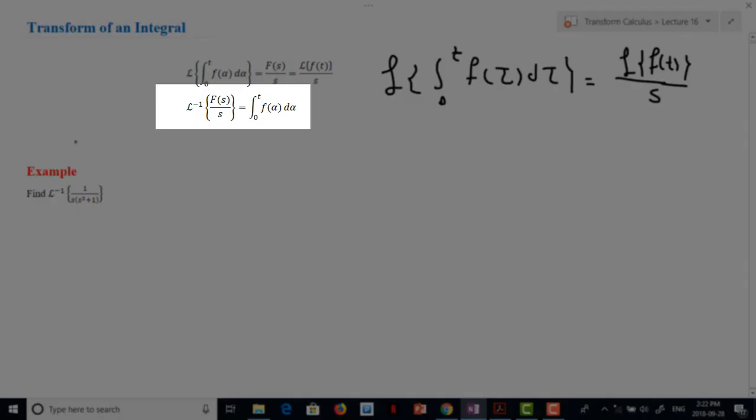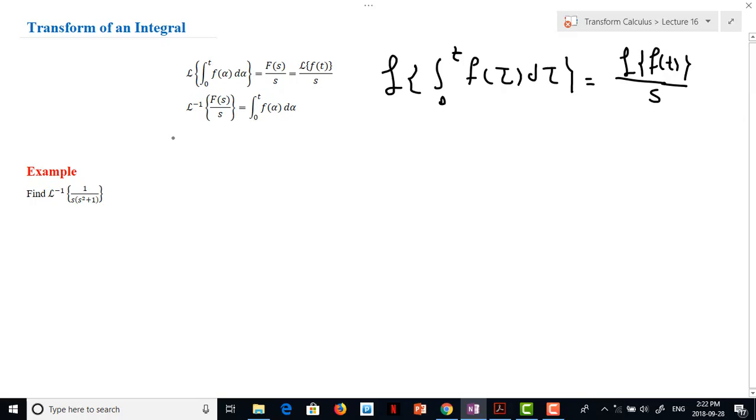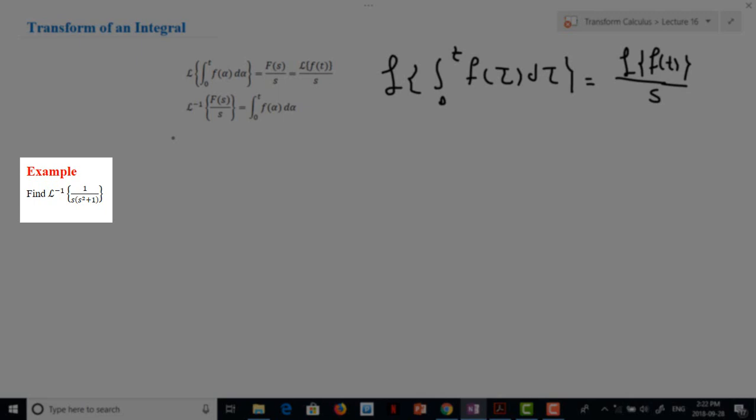And we have the inverse of a transform of an integral. So the Laplace inverse of F(s) over s is equal to the integral from 0 to t of f(alpha) d alpha. Let's use the transform of an integral to solve one example. We want to find the Laplace inverse of 1 over s times (s squared plus 1).